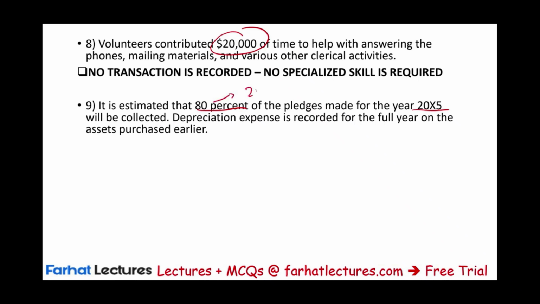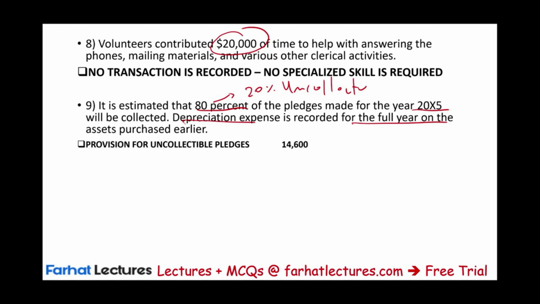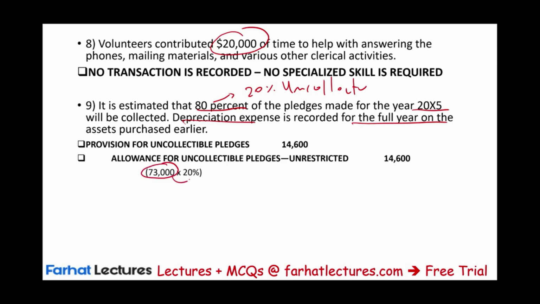If 80% is collected, it means 20% is uncollected. Depreciation expense is recorded for the full year on the asset purchased earlier. So first, let's start with the pledges that will be collected. We have 73,000 worth of pledges times 20%. That's the amount that's uncollected. Same thing as in accounting, provision for uncollectible pledges 14,600, and we credit an allowance, unrestricted, 14,600.